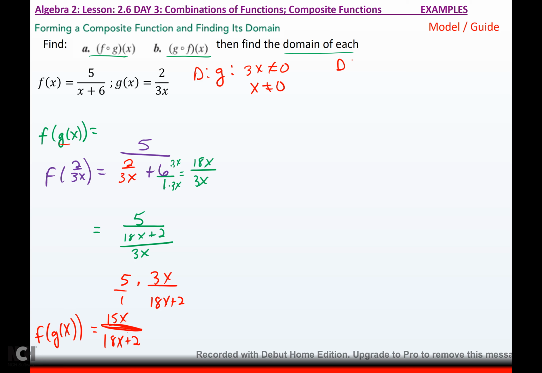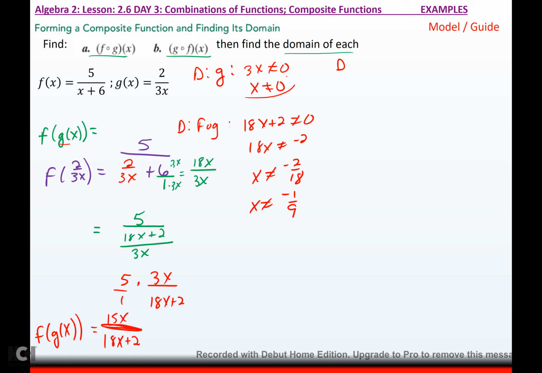I can do the domain of, well, I'll do that later. And then I need the domain of the composition, which says 18x plus 2, u may never equal 0, so 18x may never equal negative 2, so x may never equal negative 2 over 18, so x may never equal negative 1/9.